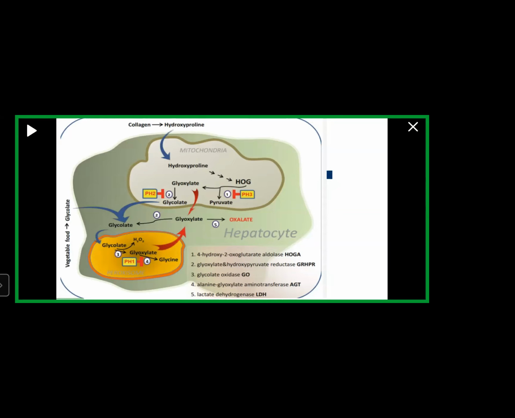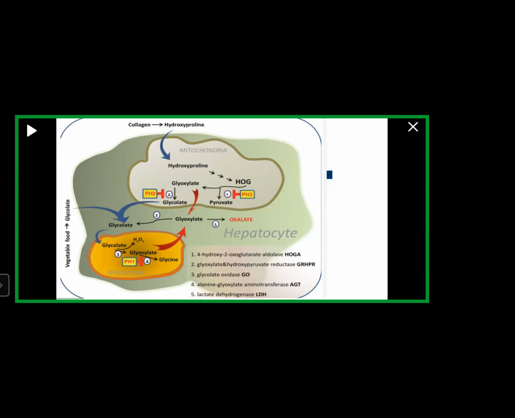And then comes the role of AGT to convert the glyoxylate to glycine, and glycine is an amino acid that's present everywhere in the body and is used as a protein building block and as a neurotransmitter, so we have no problem. But if there is a block in number 4, the AGT enzyme, we get type 1 primary hyperoxaluria with accumulation of glyoxylate, which is again the precursor of oxalate.